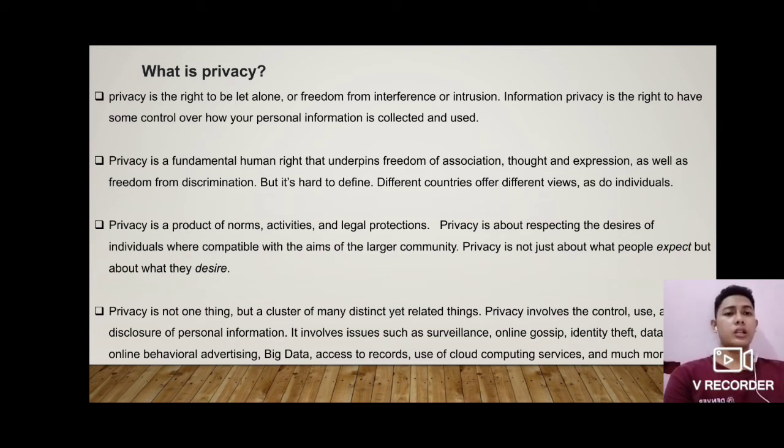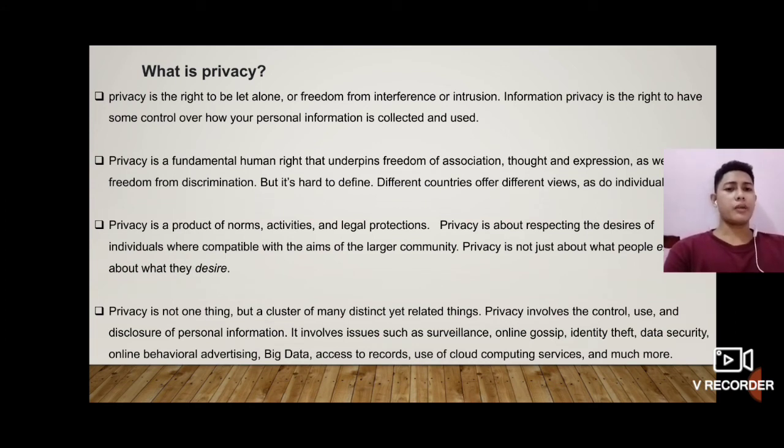But it's hard to define. Different countries have different views, as do individuals. Privacy is a product of norms, activities, and legal protection. Privacy is about respecting the desires of individuals while being compatible with the aims of the larger community. Privacy is not just about what people expect but about what they desire.